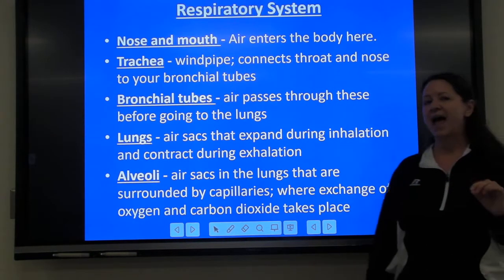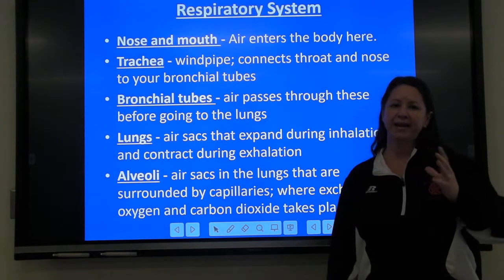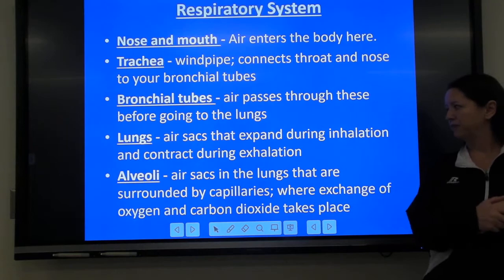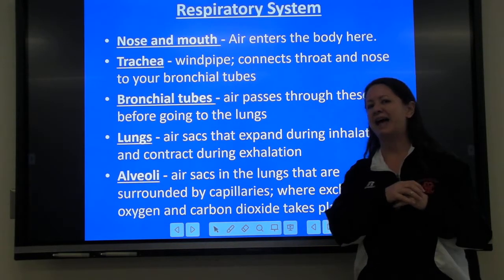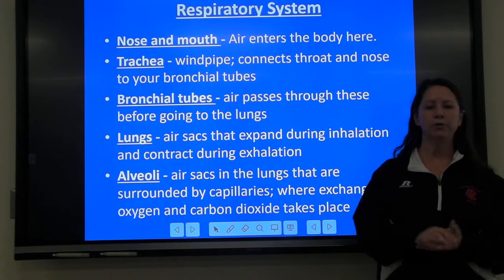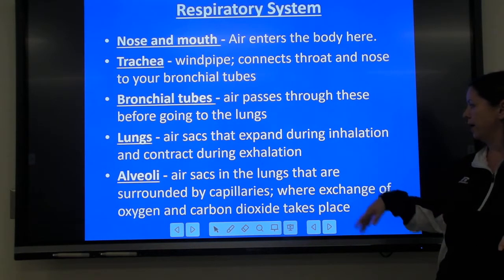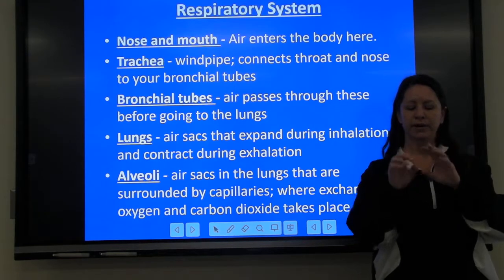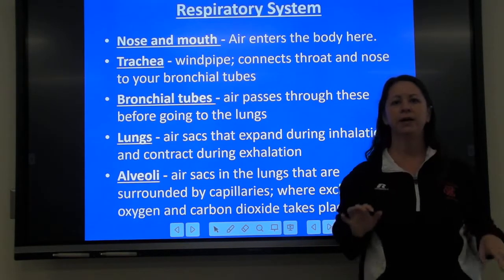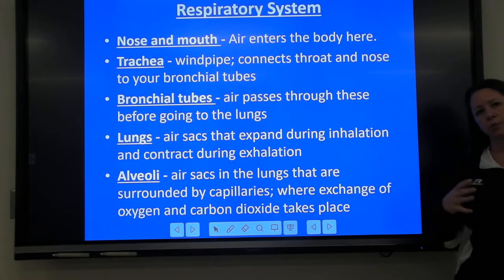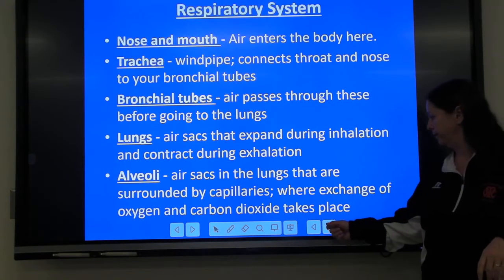And then where the actual exchange of oxygen with blood takes place is in the alveoli. These are tiny little sacs that fill up both of your lungs, left and right lung, okay? And they are surrounded by capillaries. And so each little tiny sac is wrapped up in capillaries, and that's where the actual exchange of oxygen and carbon dioxide will take place with the blood.